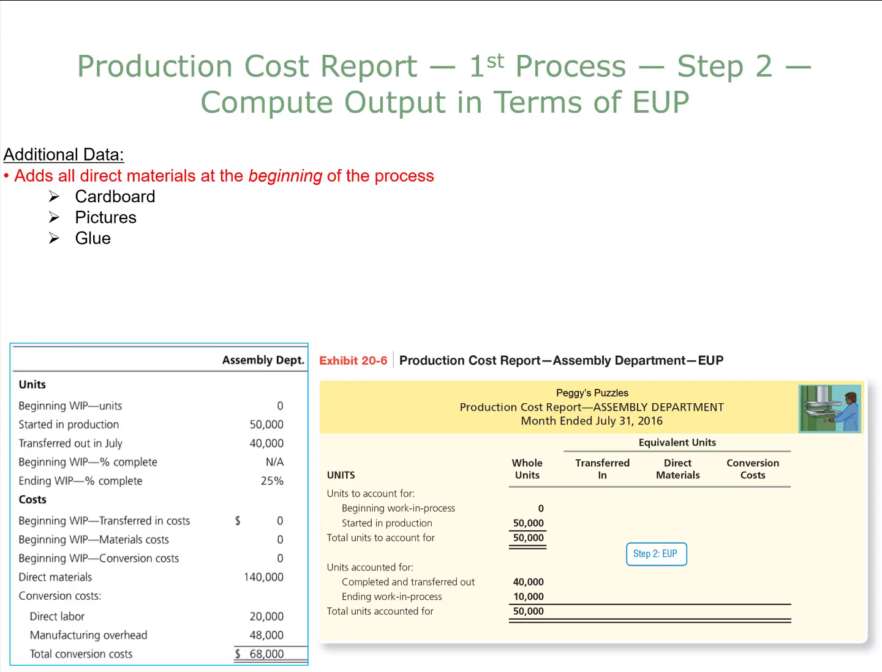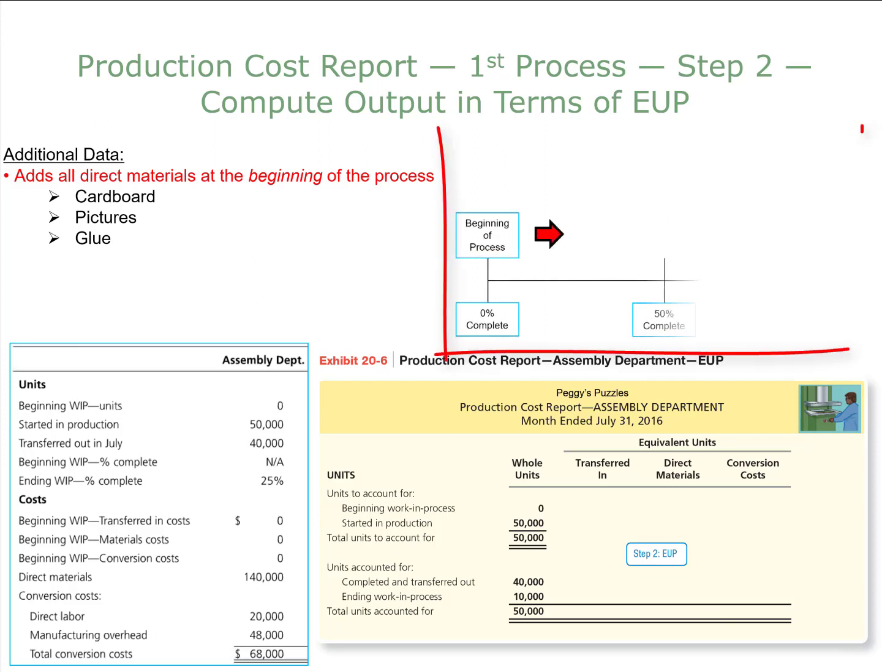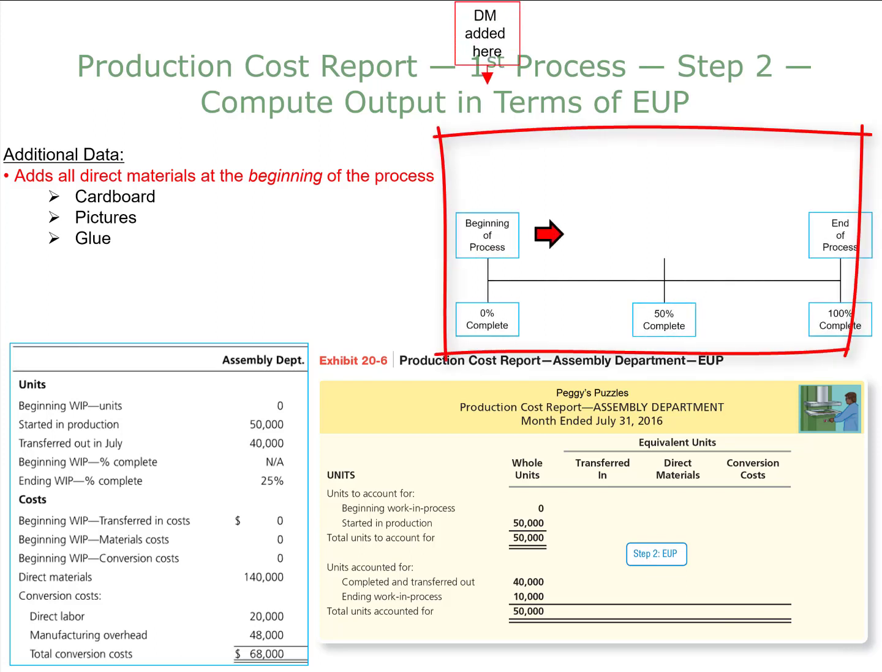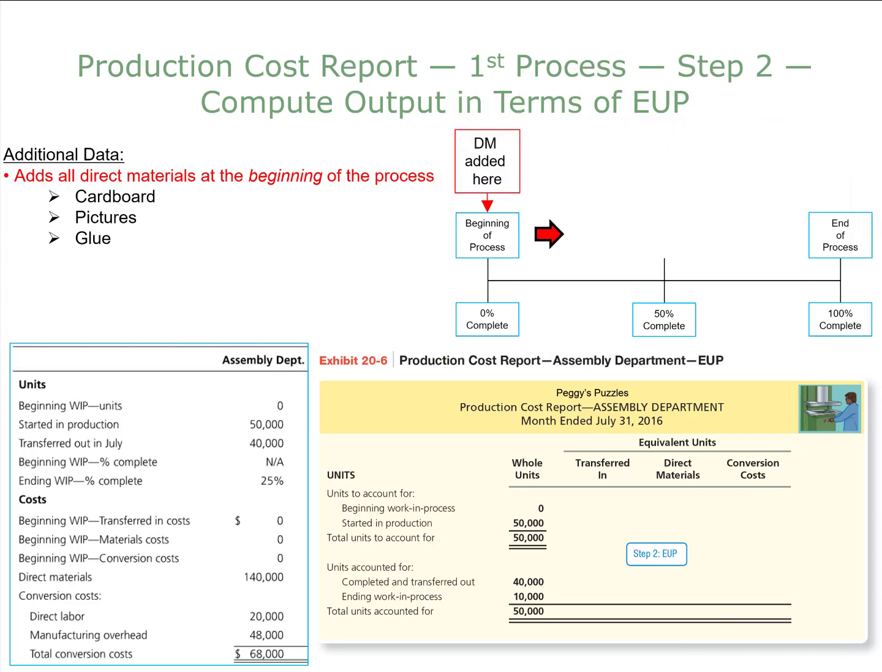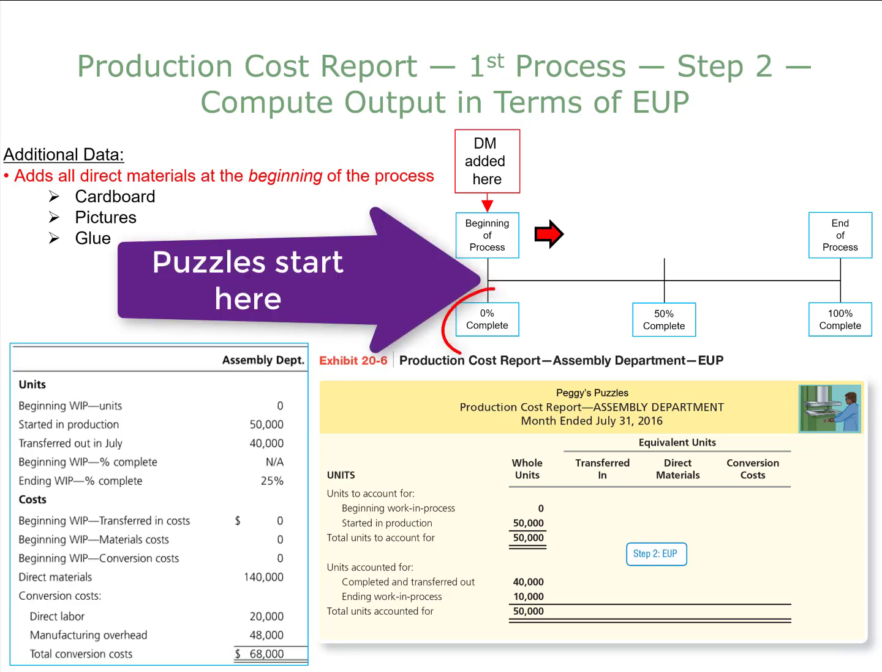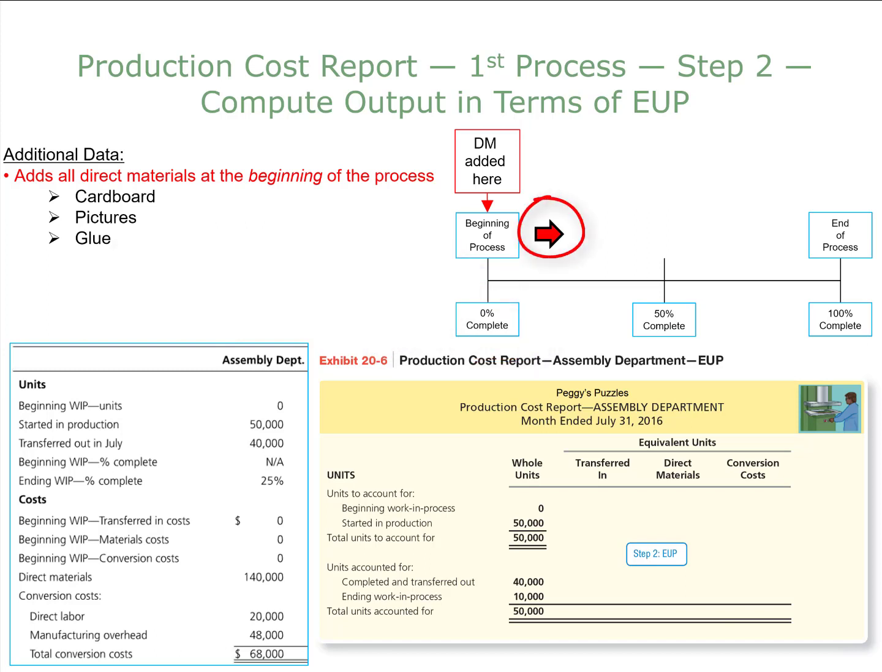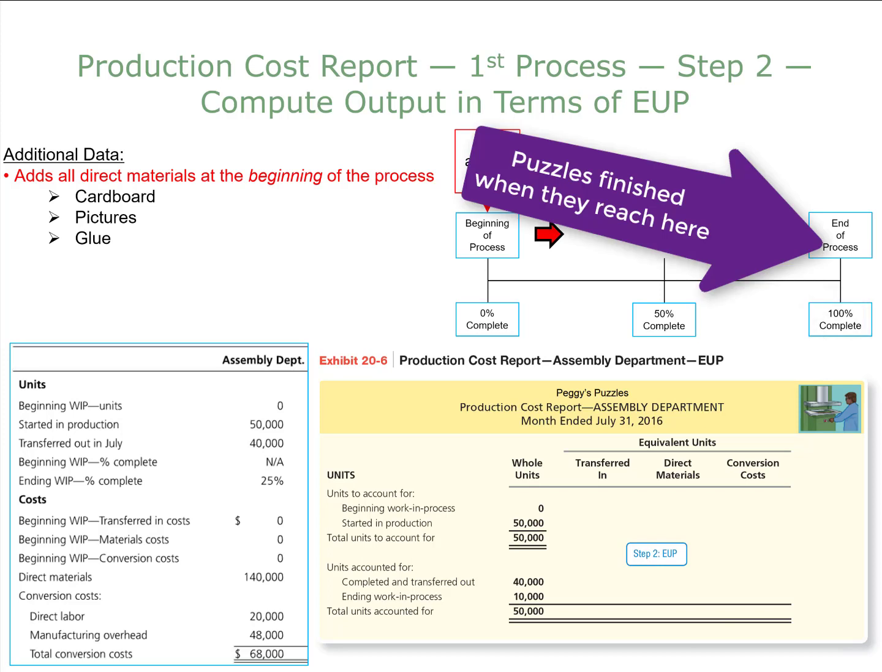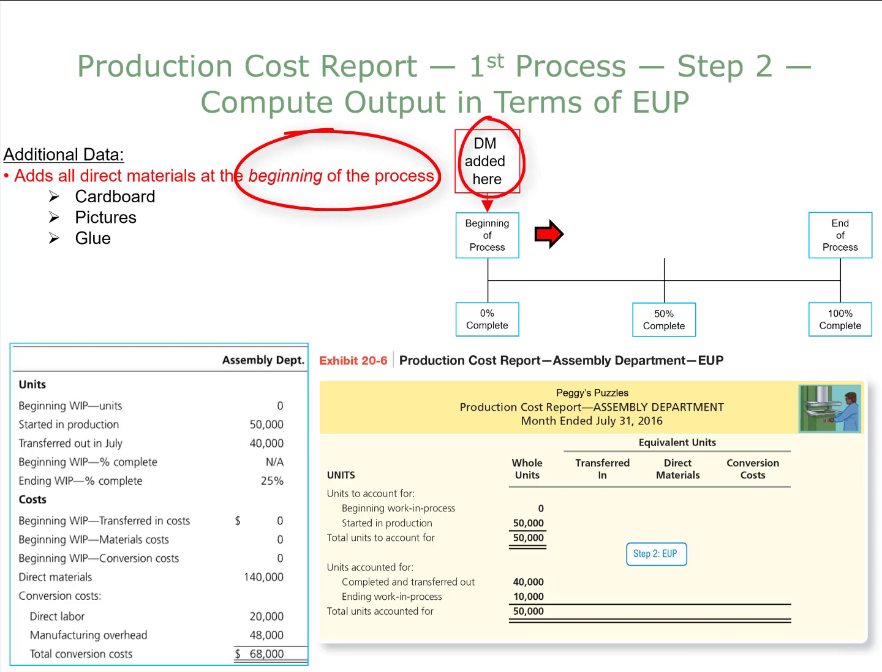To help us visualize this, let's look at a timeline of the process. You can also think of this as a conveyor belt that runs from left to right. Puzzles start at the far left, where they are 0% complete. They move through the timeline or conveyor belt from left to right and are 100% complete when they reach the far right.